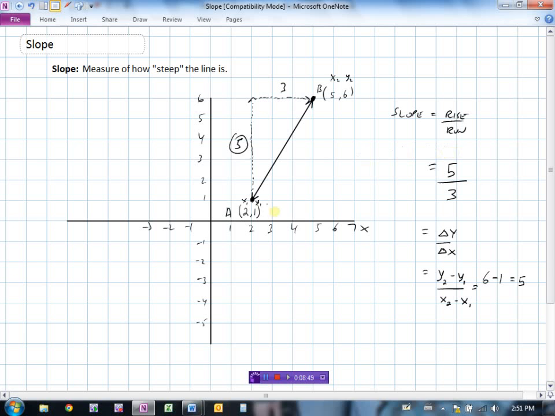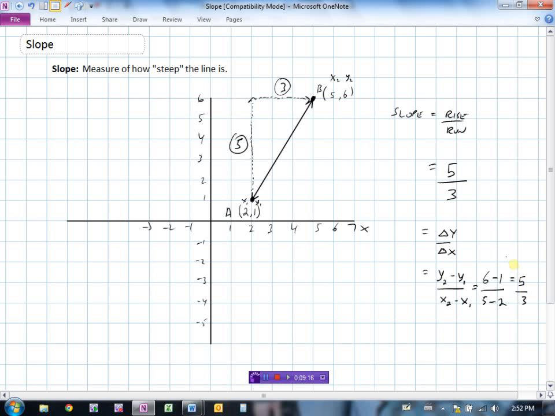But if you have the 2 points and you want to find out the rise, just take the y value of the second point and subtract the y value of the first point. 6 minus 1, 5. And then do the same thing with the x's. So the second point x value was 5 minus the first x value was 2. Well, that's going to give you a change of 3. So again, we get the slope of 5/3.